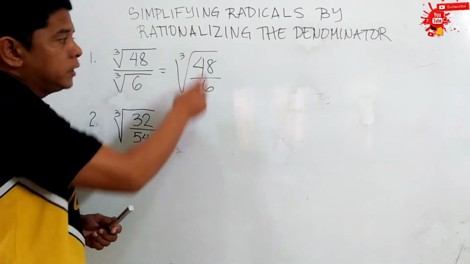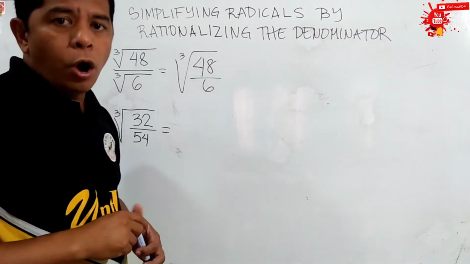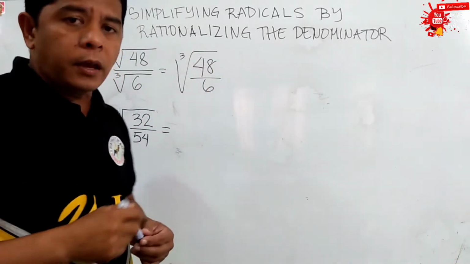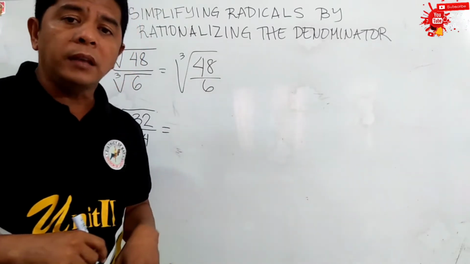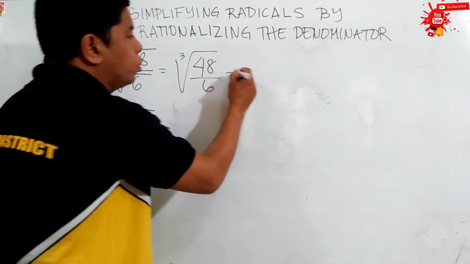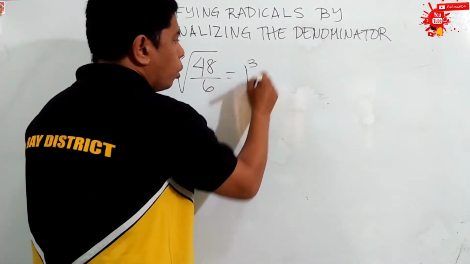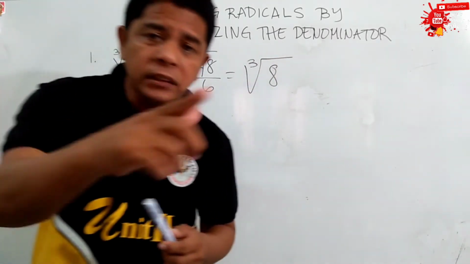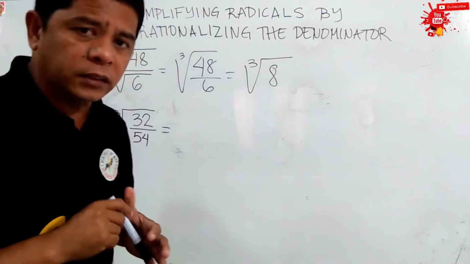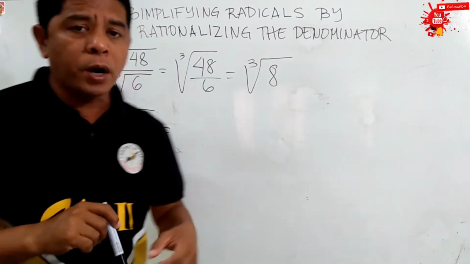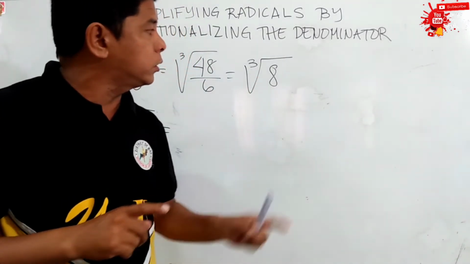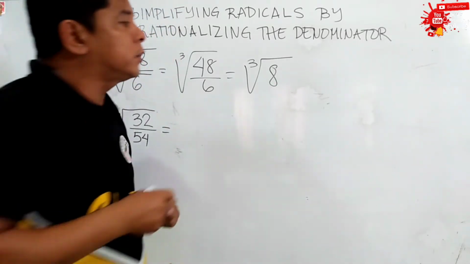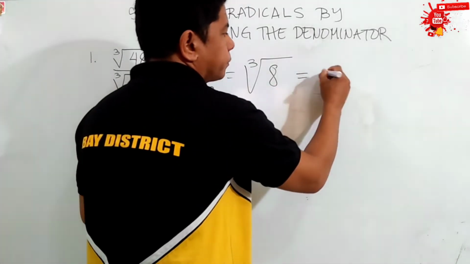Yung 48, divisible by 6. Automatic, pwede na natin i-divide. So, 48 divided by 6 is equal to cube root of 8. At yung 8 na yan, nakailang beses na natin paulit-ulit na example na ang 8 ay perfect cube. At ang cube root ng 8 ay equal sa 2.